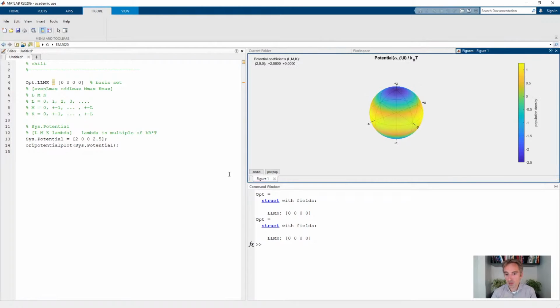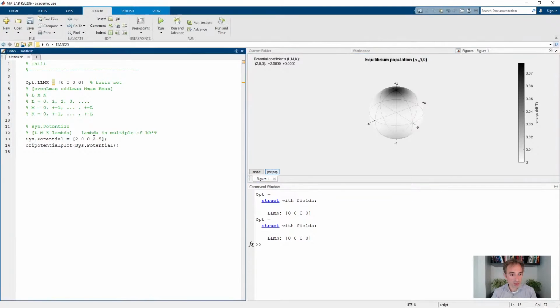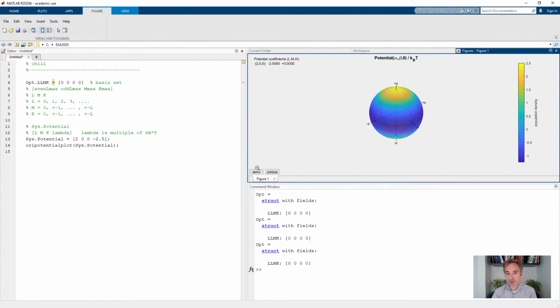And now you can see what we've already seen before, that we have lots of populations at the North and South Pole and very little population along the equator. If I change the sign of lambda for this particular function, we're going to invert the energy landscape and therefore also invert where the nitroxides hang out, right? So if you look now, you can see there is very little population along the z-axis and a lot of population around the equator.